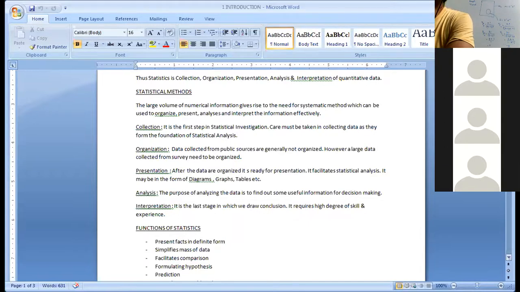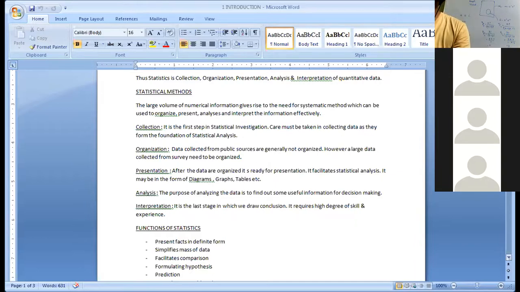Then we have to present the data. After the data are organized, it is ready for presentation. It facilitates statistical analysis. It may be in the form of diagrams, graphs, tables, etc. Then comes analysis. The purpose of analyzing the data is to find out some useful information for decision making. So some information which we are going to take out from the data for making certain proper decisions. And finally, interpretation. It is the last stage in which we draw conclusion. It requires high degree of skill and experience.